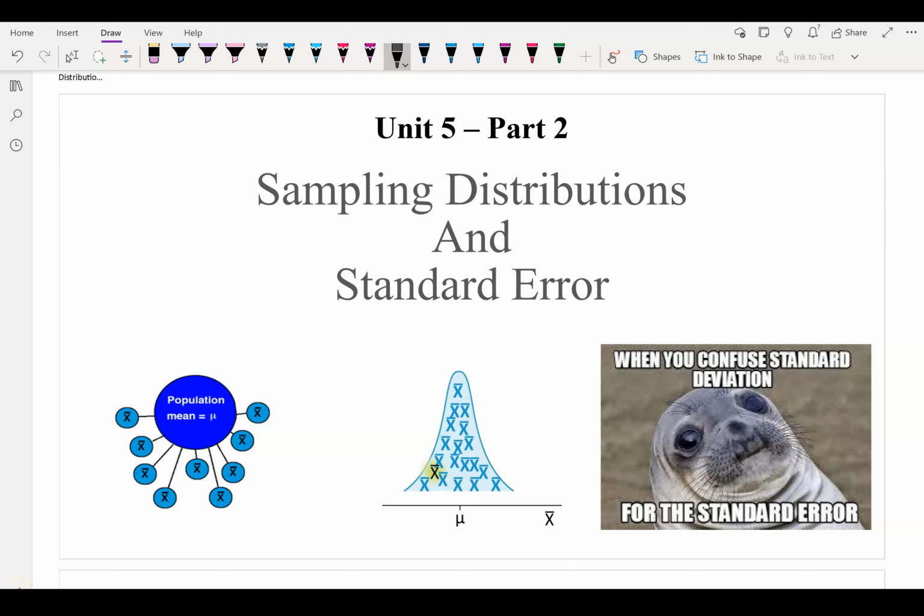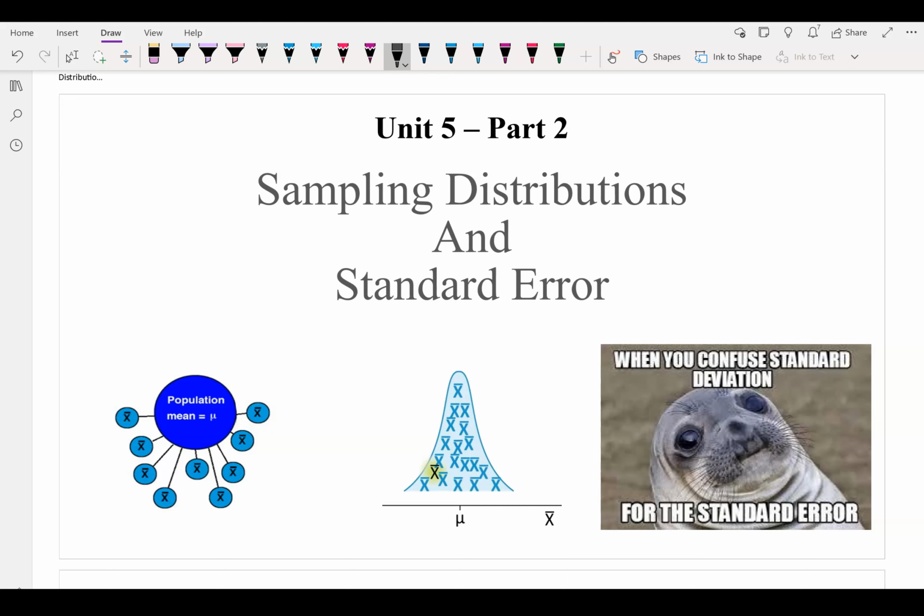So in part 2 of this unit, we are going to be doing sampling distributions and standard error. In the first part, we did the sampling methods or techniques: stratified, cluster, and random selection, that kind of thing, how you get samples. What we're going to do now is what you do with a sample once you have it.